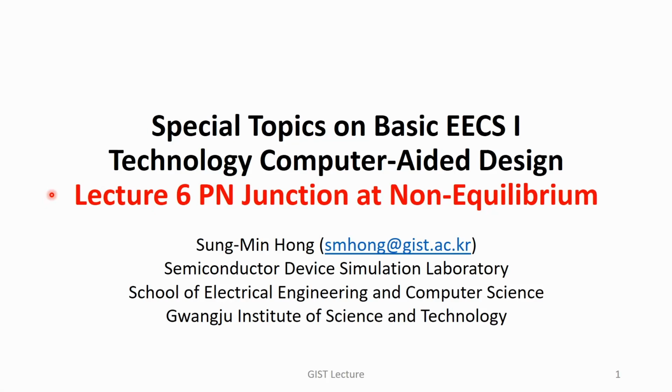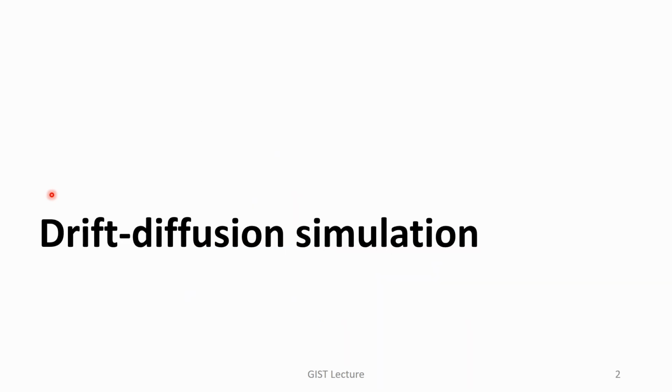Hi everyone, in this lecture 6, we will calculate the non-equilibrium solutions of a p-n junction. In the previous lecture, we solved the nonlinear Poisson equation. How can we perform the drift-diffusion simulation?